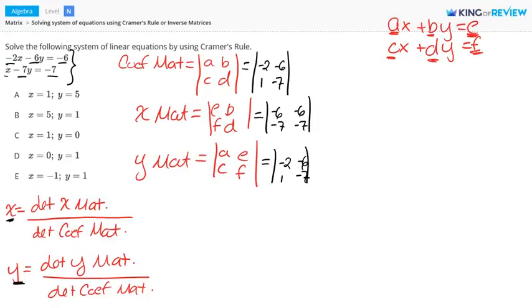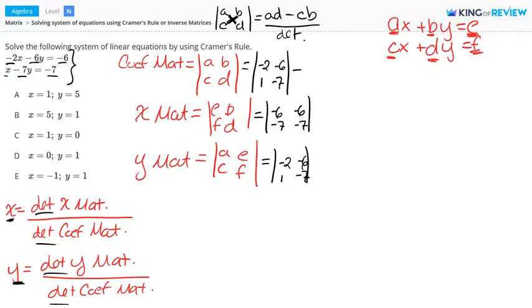So now we've set up our three matrices, but you notice when we use Cramer's rule to find x and y, we need to use the determinants of these matrices. So what is a determinant? Well, a determinant is a real number that's associated with a square matrix. Let's say we have the matrix with the entries A, B, C, and D. To find the determinant, we're going to take the product of the entries in the main diagonal, AD, and then subtract the product of the entries in the other diagonal, CB. So AD minus CB, this is how we find the determinant.